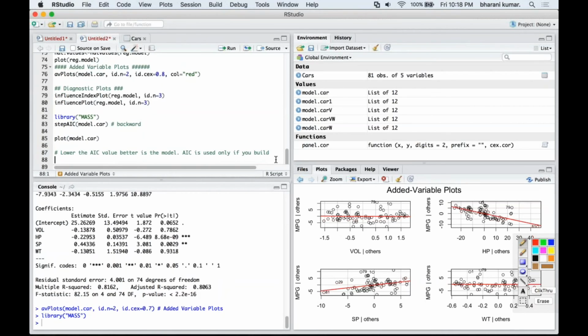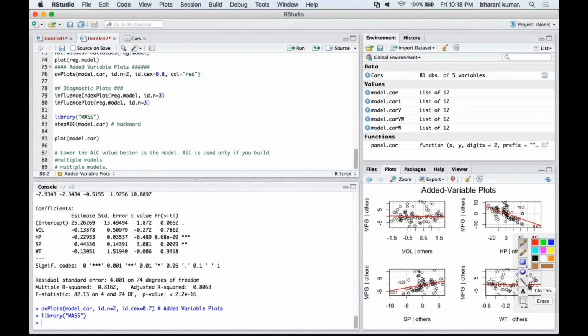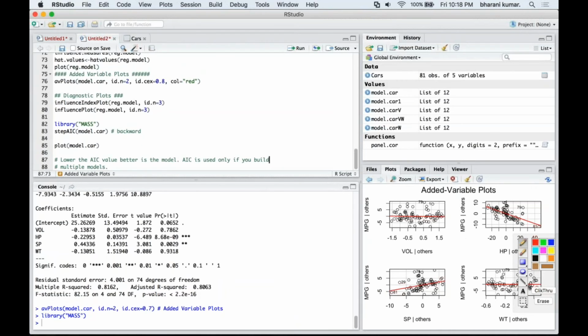Why is it not up here now? Ah, it's there. Okay, AIC is used when you want to compare multiple models. Focus, focus, friends. We are done.